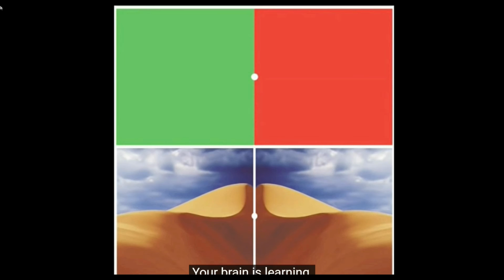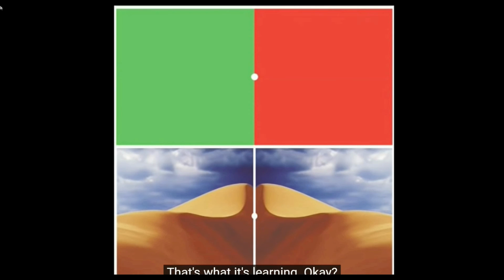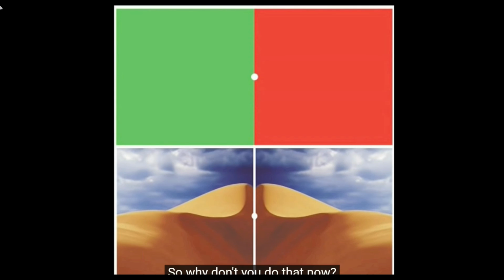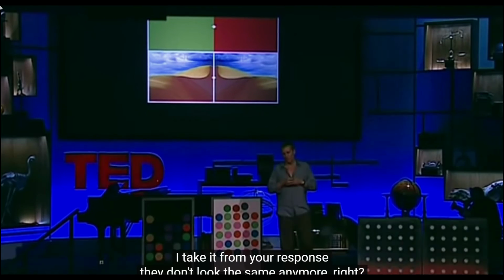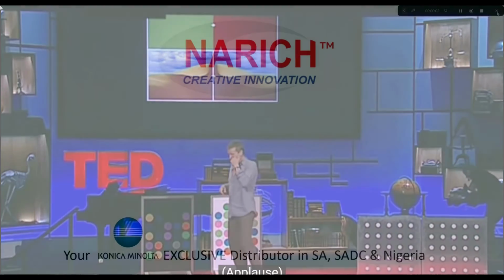Your brain is learning, and it's learning that the right side of its visual field is under red illumination. The left side of its visual field is under green illumination. That's what it's learning. Okay? Now, when I tell you, I want you to look at the dot between the two desert scenes. So why don't you do that now? Can we have the lights up again? So I take it from your response, they don't look the same anymore, right? Why?